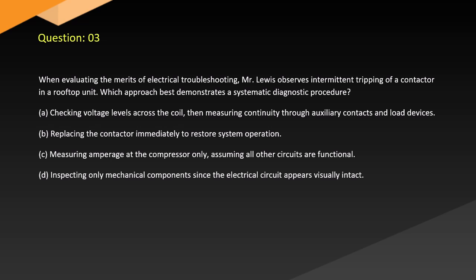A. Checking voltage levels across the coil, then measuring continuity through auxiliary contacts and load devices. B. Replacing the contactor immediately to restore system operation. C. Measuring amperage at the compressor only, assuming all other circuits are functional. D. Inspecting only mechanical components since the electrical circuit appears visually intact.